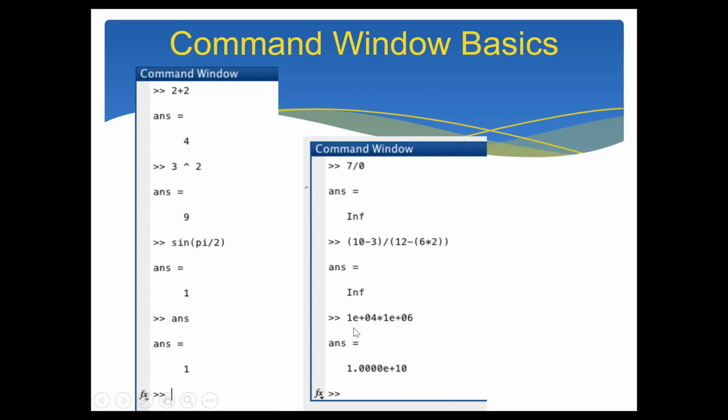And if you type 1e plus 04, so 1e plus a number, it is a notation for scientific numbers. 1e is simply equal to 10 to the power of something. 1e plus 04 times 10 to the power of 6 will give you 10 to the power of 10, which is 1e10. So this is just for you to know that there is a scientific way of typing numbers.